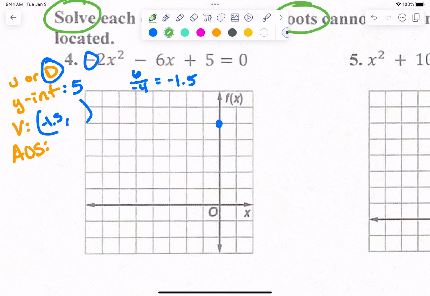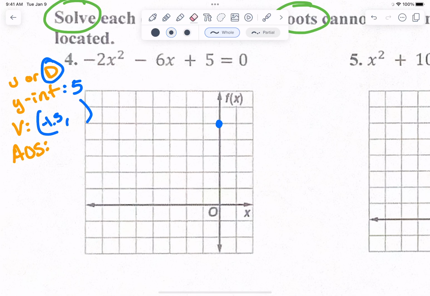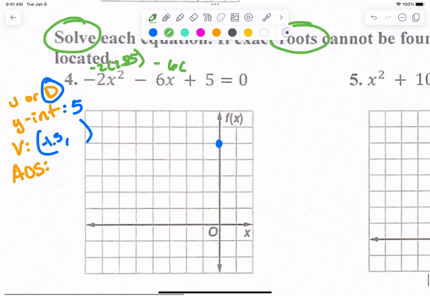Okay. This is really gross. 1.5 squared is 2.25, so negative 2 times 2.25, minus 6 times 1.5, plus 5. Does the negative have to go to the... No. It is negative. If I did it correctly, it should be negative 4.5 minus 9 plus 5, which is negative 8.5.